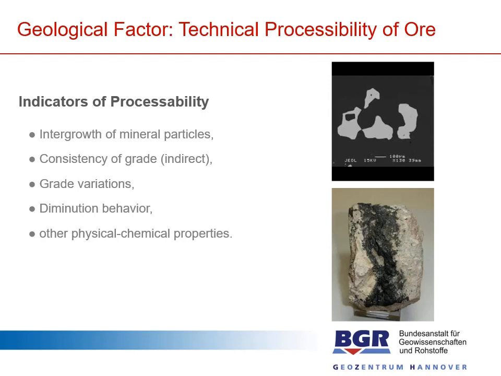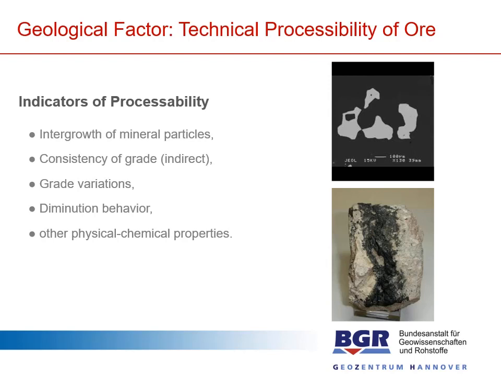One thing is also the consistency of the grade. In the processing plant, the metallurgists want a consistent grade during the processing in order to have the best recovery. Grade variations go in the same direction as the consistency of grade, but a high grade zone in the beginning of the mining process can be advantageous in order to create a high cash flow in the beginning.